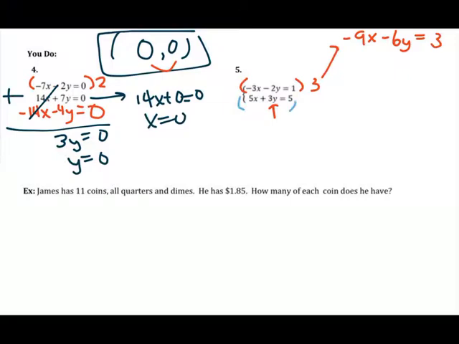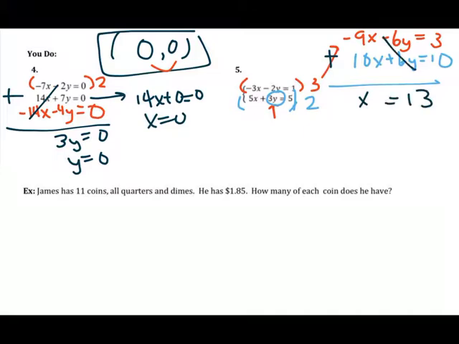Now, I have a 6 here, so I need to multiply the bottom equation to make sure that this y term, again, has a 6. I'm going to multiply everything by 2, so 10x plus 6y equals 10. And then I'm going to add these equations together. -9x and +10x makes just x. My y's are going to add to be 0. X is going to equal 13.